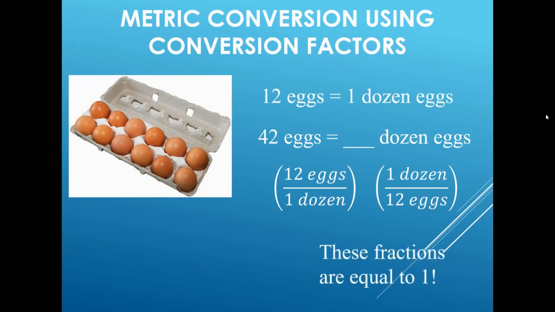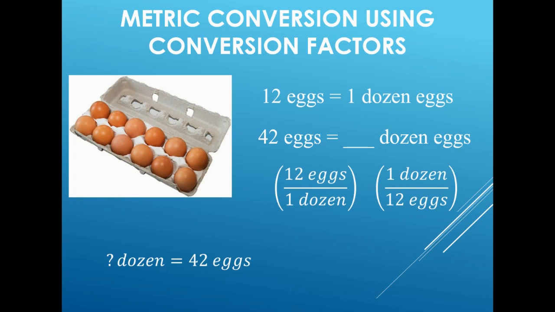What I want you to notice here is that these fractions that we have written are actually both equal to 1. If you have 1 dozen eggs, you have 12 eggs. Those 2 values are the same thing. What is one value over itself in a fraction? It's 1. If you have 4 over 4 in a fraction, that fraction is 1. So if you have 12 eggs over 1 dozen eggs in a fraction, that value is still 1. What this does is it allows us to multiply a number by this fraction, and what we are really doing is just multiplying by 1.